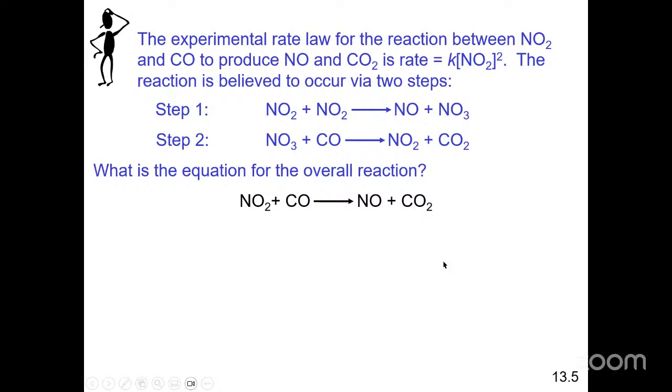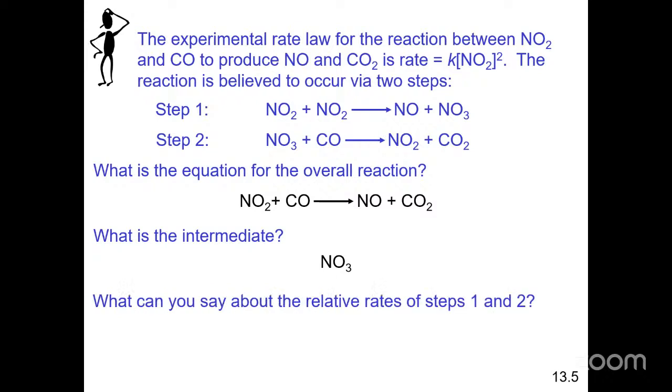All right. Next question is, what is the intermediate? Now remember what I said, the intermediate is a substance which is produced in an initial step or a previous step and then used up in a subsequent step. NO3, exactly. NO3 is produced in the first step and used up in the second step. So the answer is NO3 for that question.